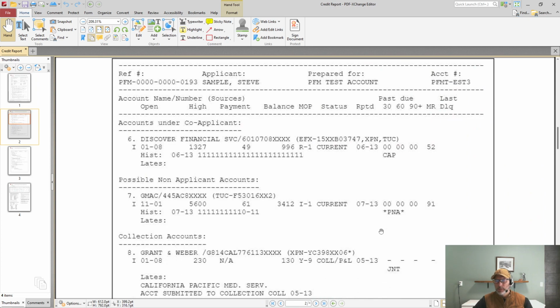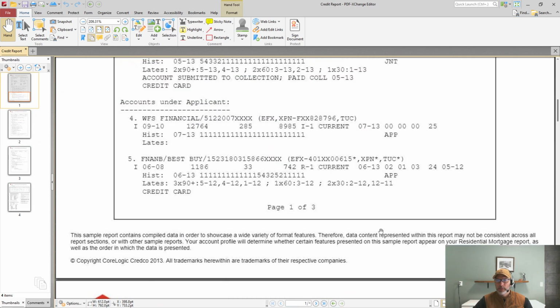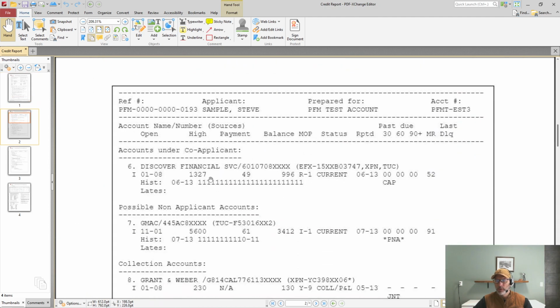Let's get down into some of the others. You'll notice these were the accounts under the applicant, and then here we have only one account separate under the co-applicant, a Discover Financial Services, opened in 2008, paid as agreed for 52 months as of June of 2013.